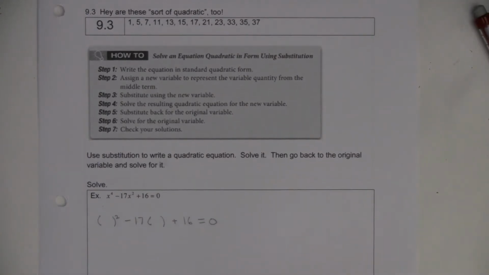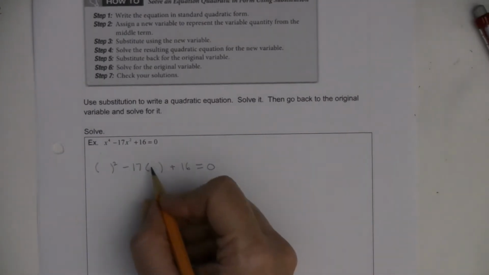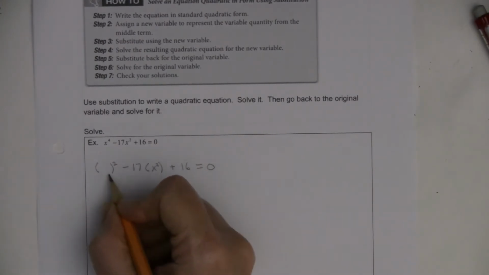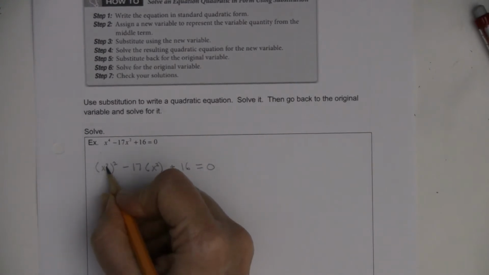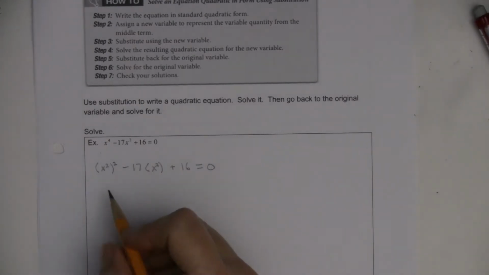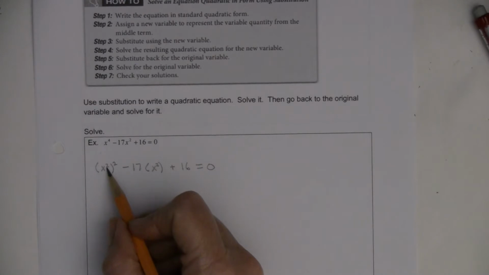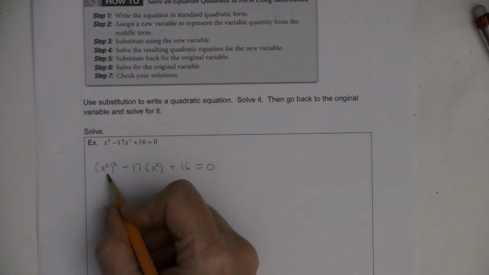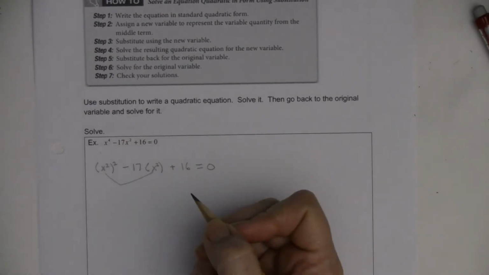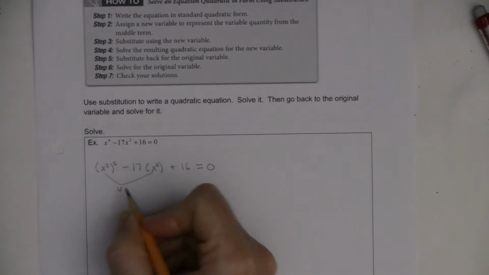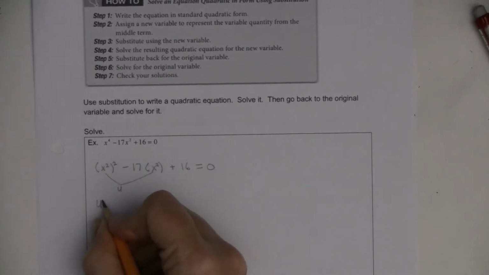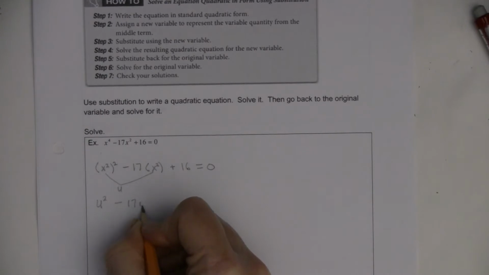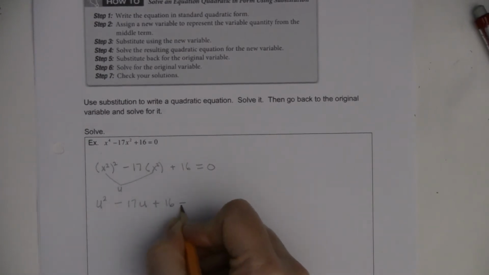And if I can put in both places here the same thing, so here I had x squared, if you can put in x squared right here and it still be true, it's quadratic in nature. And you notice that is true, right? Because x to the second raised to the second is x to the fourth. So then what they say to do is replace these two x to the seconds that we put there with u. And so this would now look like u squared minus 17u plus 16 equals 0.